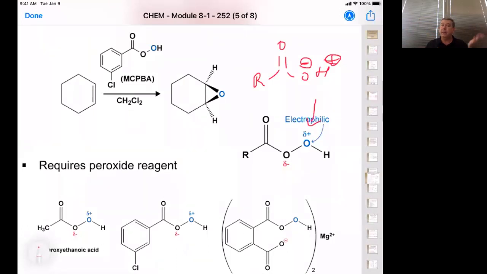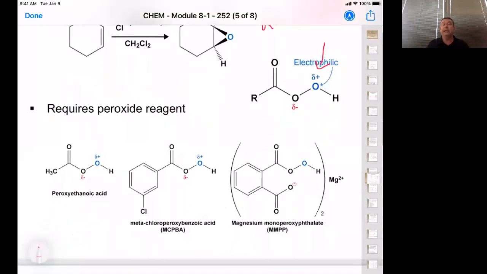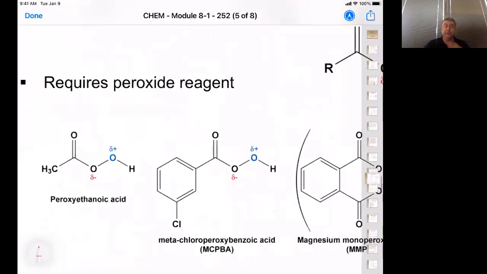Our alkene has electrons. It's nucleophilic. So what's going to happen is that that alkene is going to react with that extra oxygen to generate our addition product. Now, it always requires one of these peroxy agents, like a peroxide, or most of the time it's going to be a per acid. Per just means you have an extra oxygen in it. So peroxyethanoic acid is actually acetic acid with an extra oxygen.